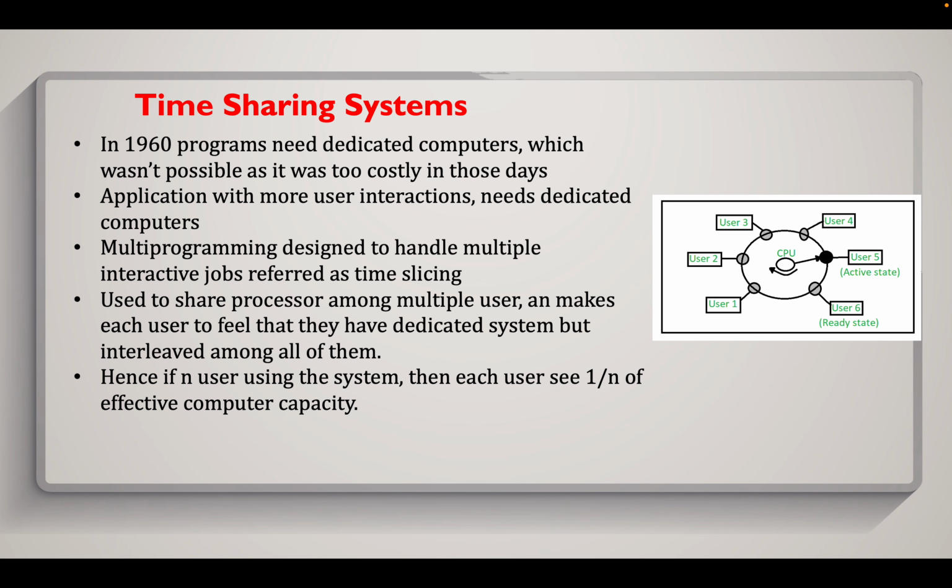The last evolution is the time sharing operating system. In 1960, programs needed dedicated computers, which was not possible as it was too costly in those days. Applications with much more user interaction needed dedicated computers. Multi-programming was designed to handle multiple interactive jobs by time slicing. It lets users share the processor among multiple users and makes each user feel that they have a dedicated system. Hence, if n users are using it, then each user sees 1/n of the effective computer capacity.